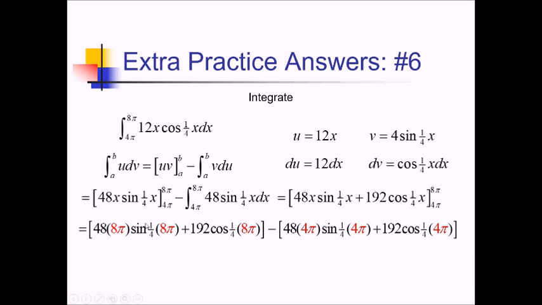So for example, this is sine of, well, let's see, 1/4 of 8 pi is 2 pi. What's sine of 2 pi? That's 0. So this whole first term gets zeroed out. Now here we have cosine of 2 pi. Cosine of 2 pi is 1, so we have 1 times 192, which is 192. So this whole first expression, it's just 192.